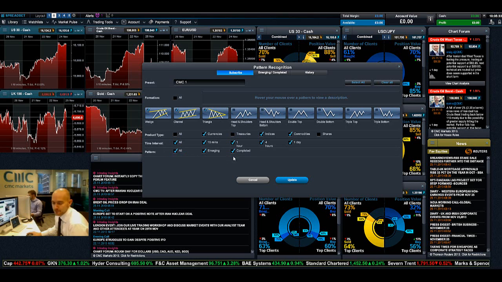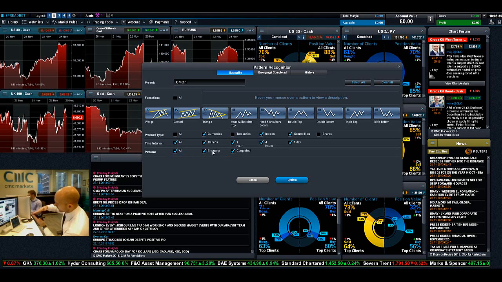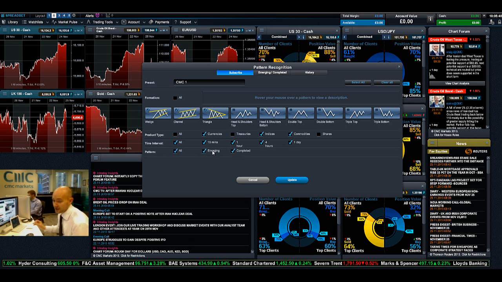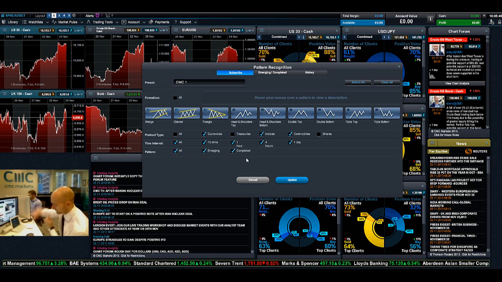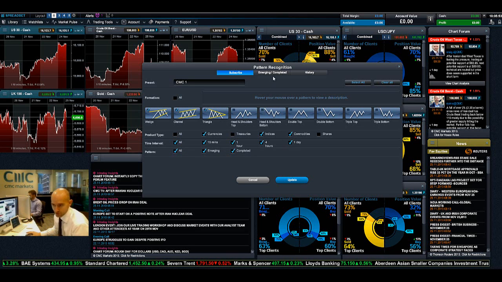Then you've got pattern type. With pattern type you've got emerging, which is when you've got a triangle formation but the price action hasn't quite broken through it yet. So that's a trade setup that's not quite yet come to fruition. And then you've got completed patterns where you've actually had a technical breakout. It's already broken through the potential support or the potential resistance. And then you click update and you're good to go.